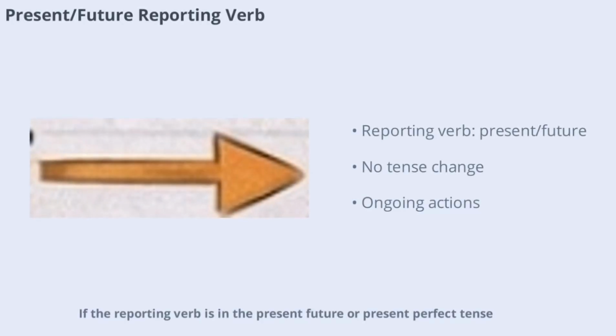If the reporting verb is in the present, future, or present perfect tense, the tense of the direct speech does not change in indirect speech. For example, she said, "I'm going to the market," becomes "she said that she is going to the market." This exception is important for sentences that describe ongoing or future action.